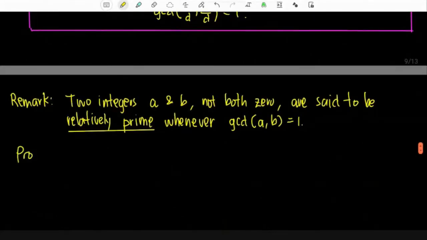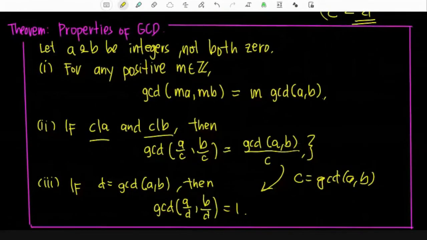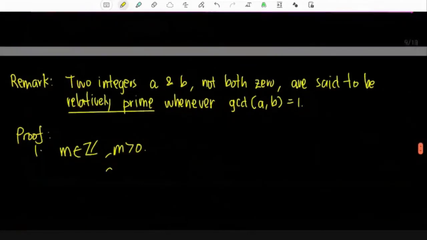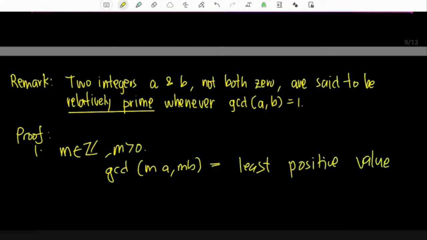Yan. So let m be a positive integer. So we want to show na ang GCD ng MA times MB pareho lang sa M times GCD ng AB. Yan. Okay. Ano ba yung GCD ng MA tsaka MB? Sabi natin, yung theorem kanina, it's the least positive value of the linear combination. Di ba? This is the least, smallest positive linear combination ng MA tsaka MB.